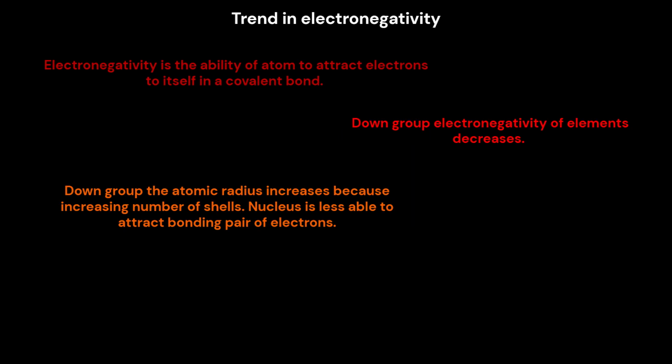Trend in electronegativity. Electronegativity is the ability of an atom to attract electrons to itself in a covalent bond. Down the group, electronegativity of elements decreases. Down the group, the atomic radius increases because of the increasing number of shells. The nucleus is less able to attract the bonding pair of electrons.